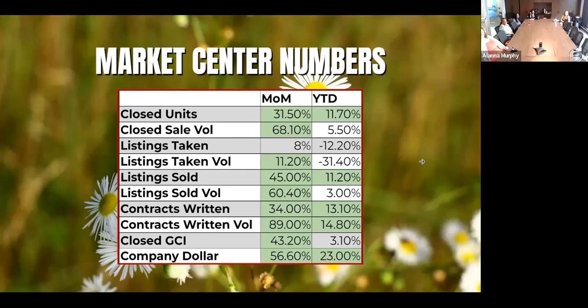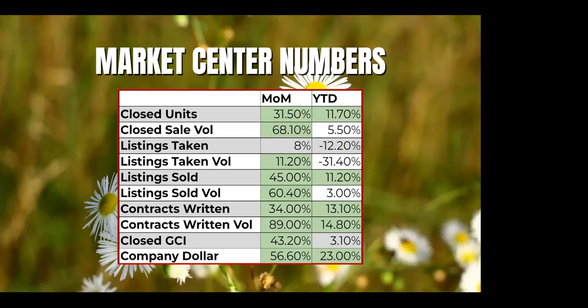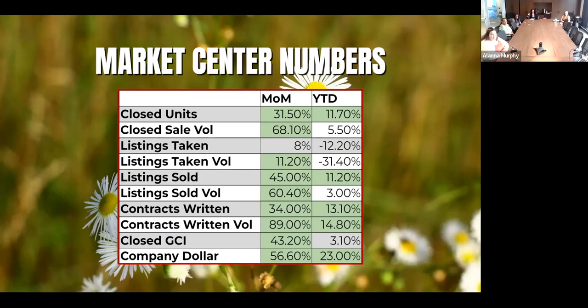Okay, we're going to talk numbers and then bring in my girl Eva. Yeah, let's talk market center numbers. So a lot of green this month, which I love. For closed units, we're up 31.5% month over month. Year to date, we're up 11.7%, which is incredible. Closed sales volume up 68.1% month over month. Year to date, we're up 5.5%, also awesome. Listings taken, we're up 8%. But year to date, we're still down about 12.2%. So that's very common.